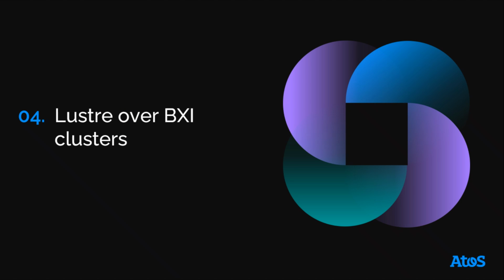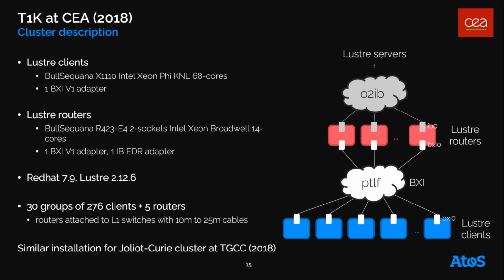Now let's have a look at clusters running Lustre over BXI. The first one I am presenting is the T1K cluster at CEA, which was installed in 2018. It's now running with Red Hat 7.9 and Lustre 2.12.6. The cluster is made of 30 groups, where each group includes 276 Xeon Phi KNL clients and 5 Intel routers. Routers allow accessing servers as gateways from BXI to IB networks.